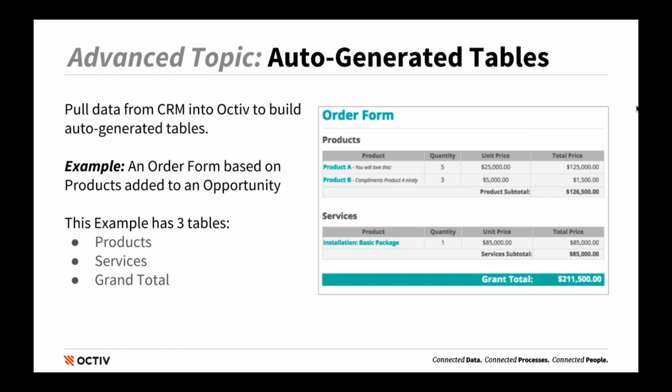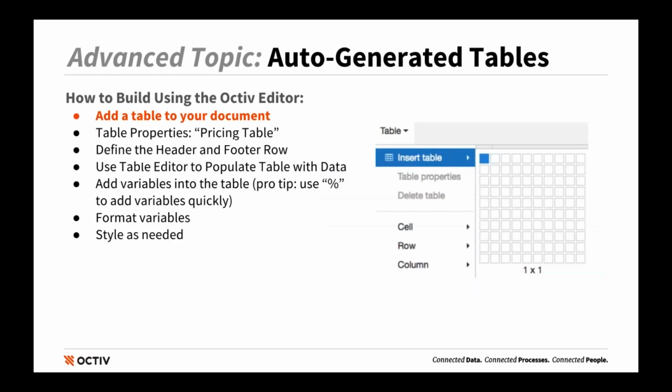So looking at the example I've got here on my screen, there's actually 3 tables in this example order form. So we're using some of the data that comes in from our CRM to determine how we'd like to display those products. In this example, I'm actually using the data to break out my products and services so that those will display in different tables. And I've got a third table down here at the bottom that's actually showing a grand total.